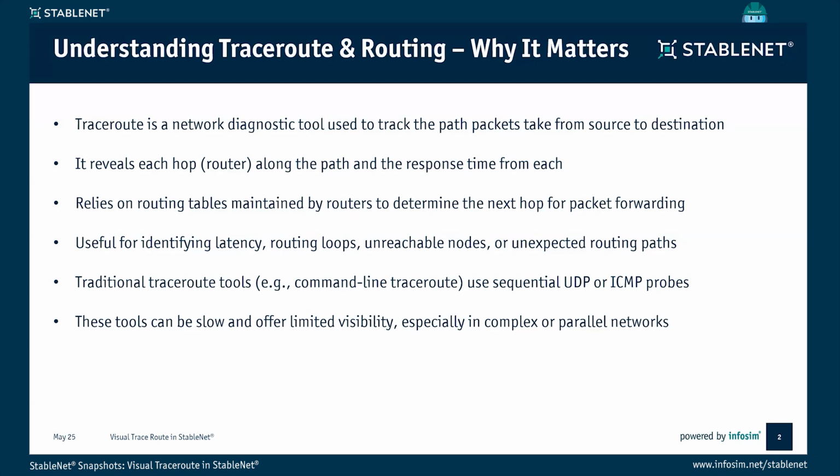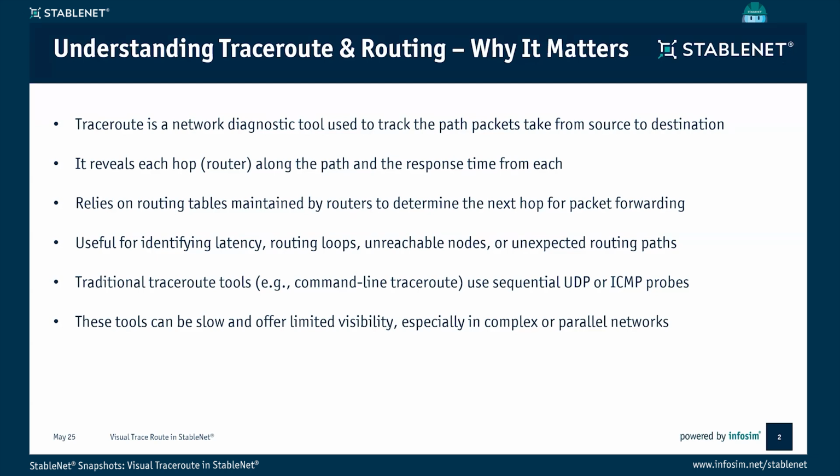However, traditional traceroutes have limitations. Most rely on sequential ICMP or UDP probes. This makes them relatively slow, and they struggle to give accurate results in complex topologies or when multiple paths are involved. And they often lack a clear visual representation, which makes interpretation time consuming.